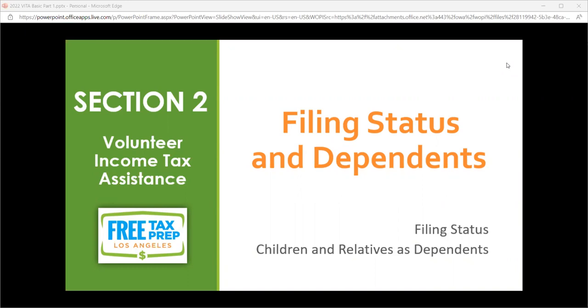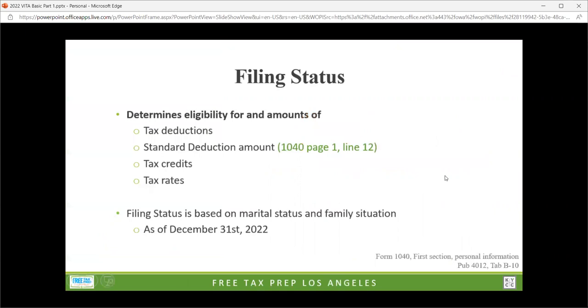Today, we're going to be talking about a very important topic in the preparation of income taxes, and that is filing status and dependence. Filing status and dependence are very important when we are going to start preparing our income taxes. So let's move on.